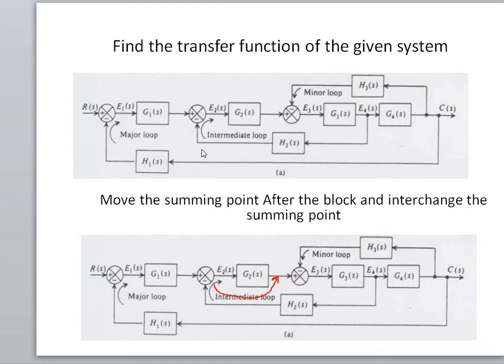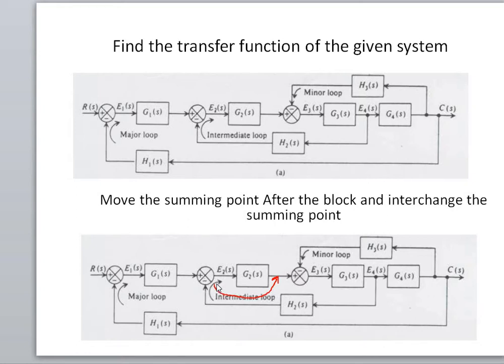So we have to reduce this block diagram using the block diagram reduction rules. The first step is to change this summing point after the block G2. You can see this summing point. You have to change this summing point after the block G2 using a block diagram reduction rule.